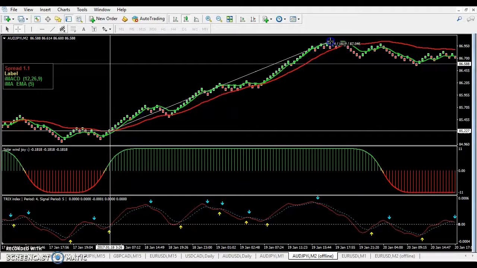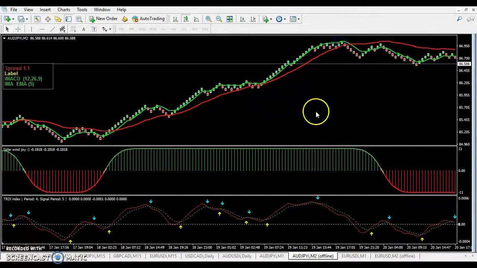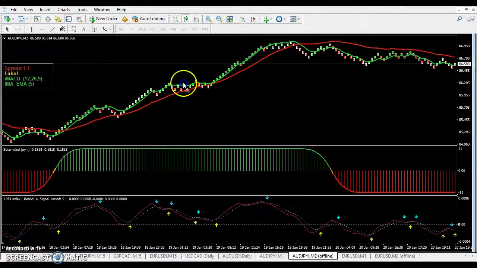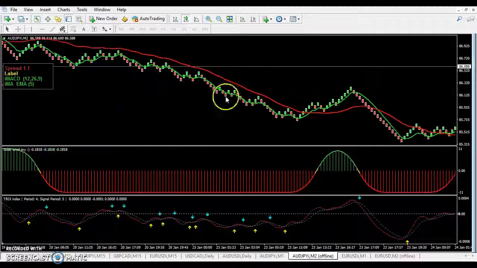Another one, boom. 181 pips. So they are there. Believe it, they're there.